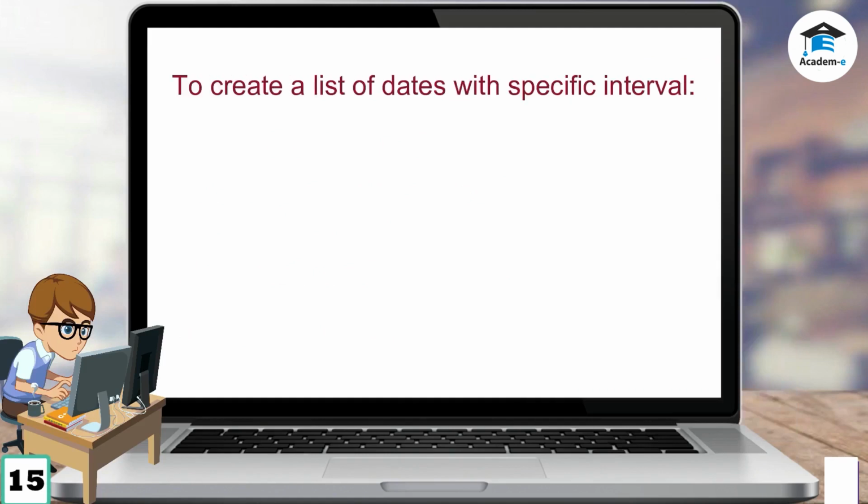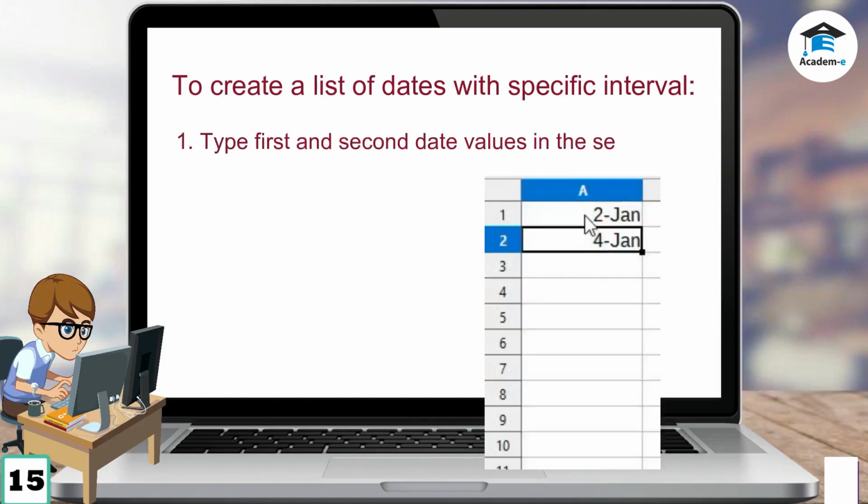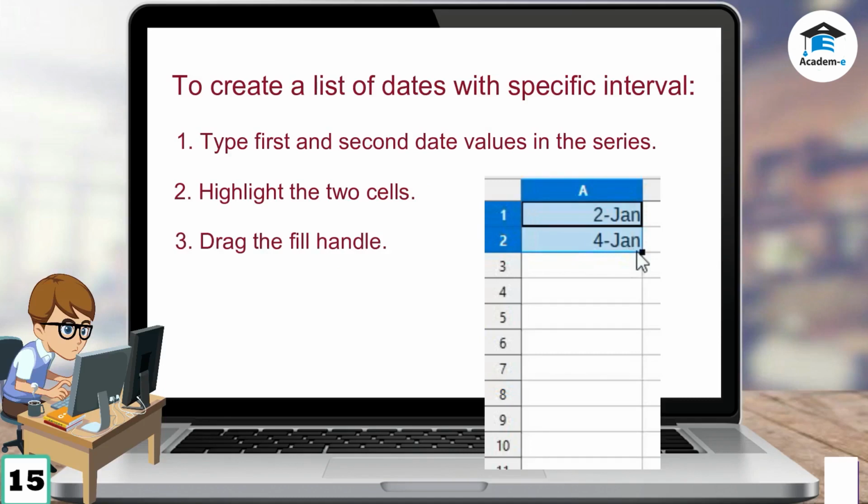To create a list of dates with specific interval: 1. Type first and second date values in the series. 2. Highlight the 2 cells. 3. Drag the fill handle. 4. Release the mouse.